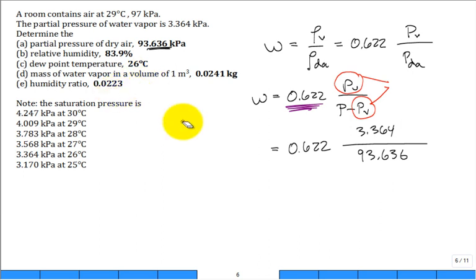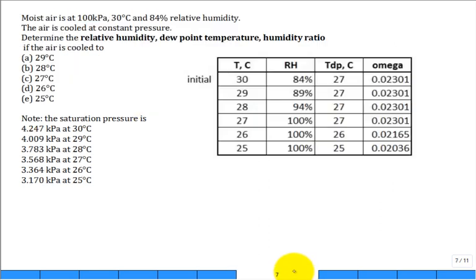Okay. That number is not very high, is it? Right. Okay. Take this conceptual thought experiment, and hopefully if you understand this page, you're well on your way to understanding moist air and its behavior. So what do we have? 100 kilopascal, 30 degrees C, 84% relative humidity. The air is cooled at constant pressure. Determine the relative humidity, phi, the dew point temperature, and the humidity ratio, omega.